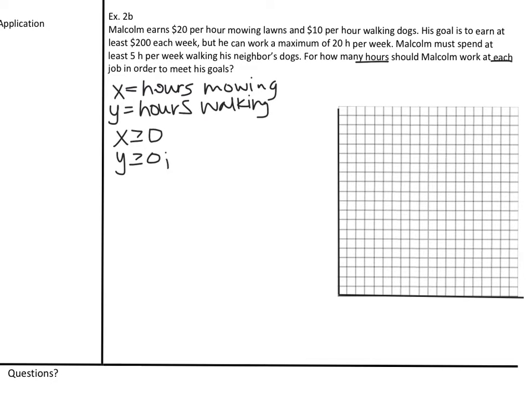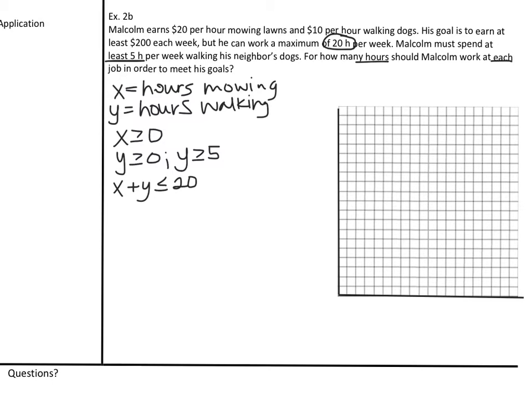But we also know a new thing about Y. Malcolm must spend at least 5 hours per week walking dogs. So not only is Y greater than or equal to 0, but Y also has to be greater than or equal to 5. So that affects the shape of our graph. It says together he can only work a maximum of 20 hours. So he doesn't have to work 20 hours, but that's the most he can work. What that means is the number of mowing hours together with the number of dog walking hours must be less than or equal to 20.